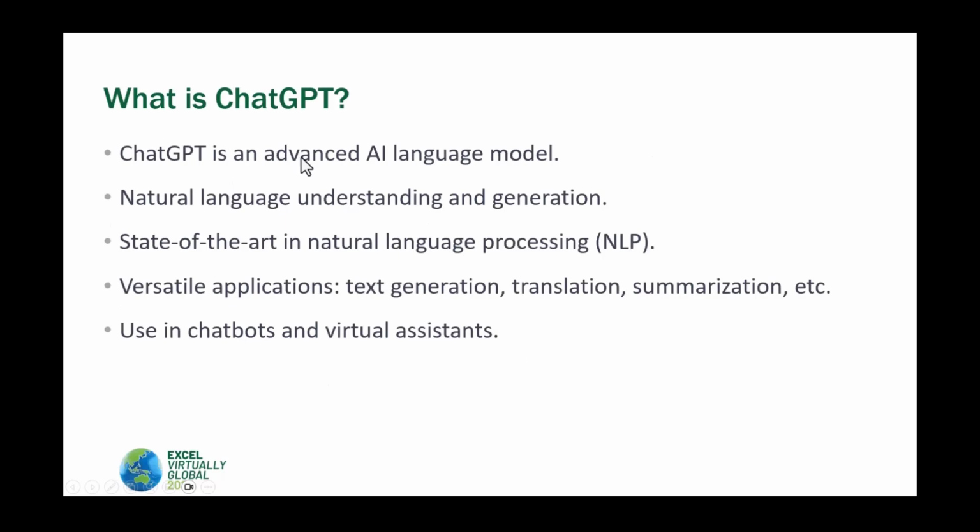What is ChatGPT? ChatGPT is an advanced AI language model for natural language understanding and generation. It's state-of-the-art in natural language processing. It has versatile applications in text generation, translation, and summarization. It's used in chatbots and virtual assistants.